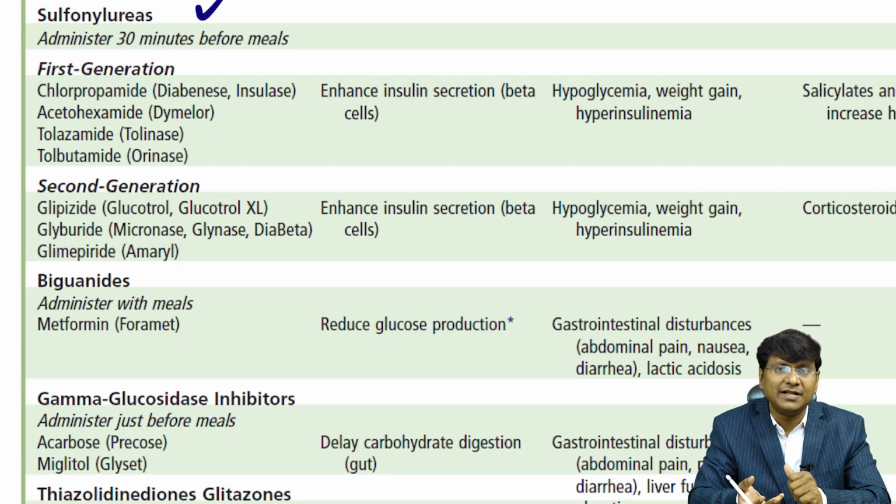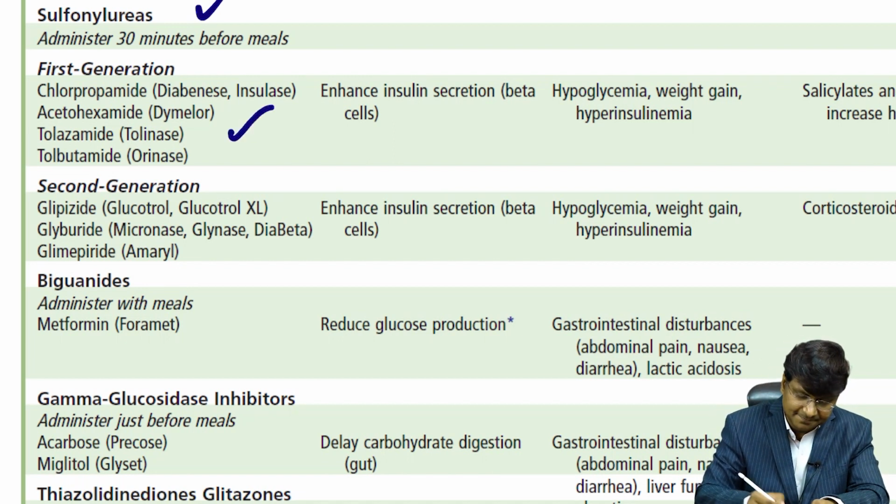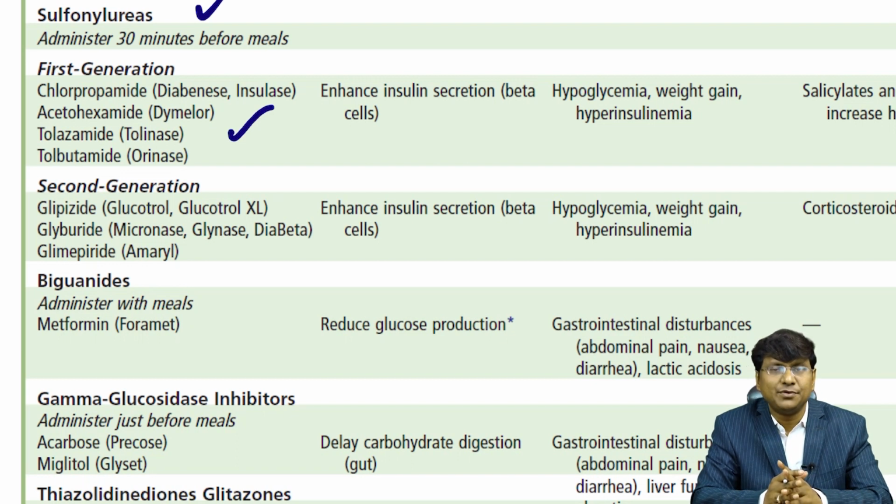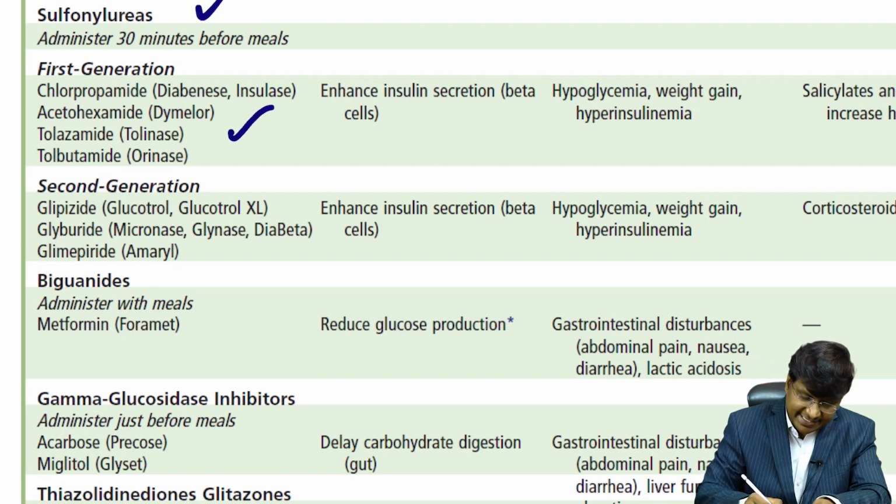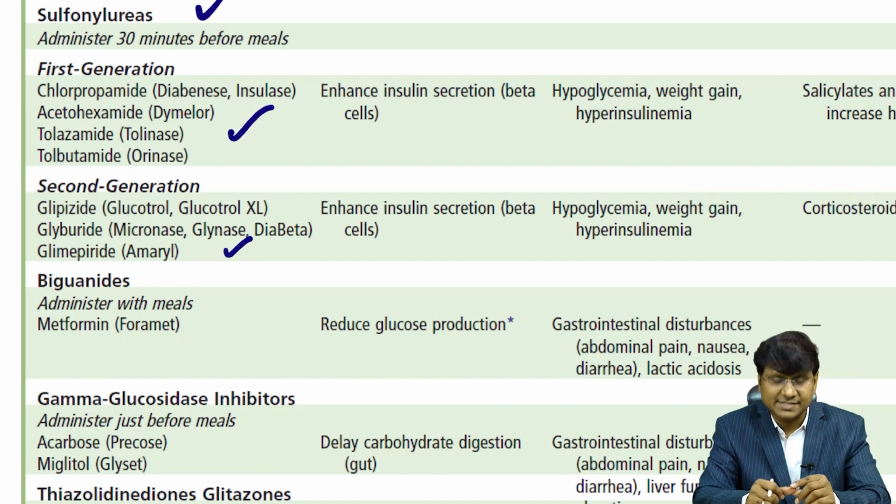First generation sulfonylureas are not used these days because they are prone to excess hypoglycemia, for example chlorpropamide as well as tolbutamide. It is the second generation sulfonylureas which are very commonly used these days. That includes glibenclamide, glimepiride, glipizide, gliclazide and glyburide. So these are the examples of the second generation sulfonylureas.